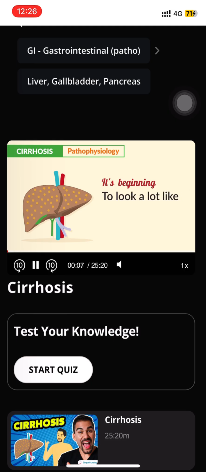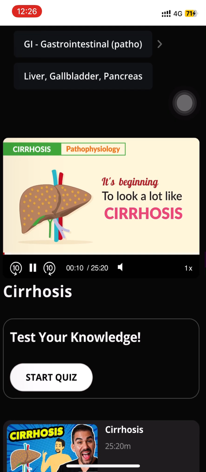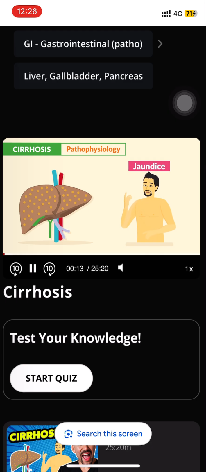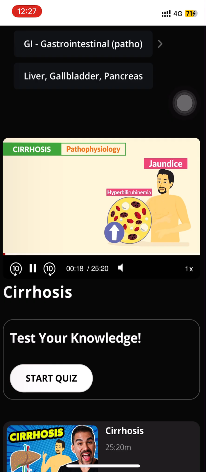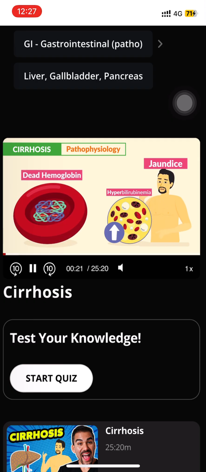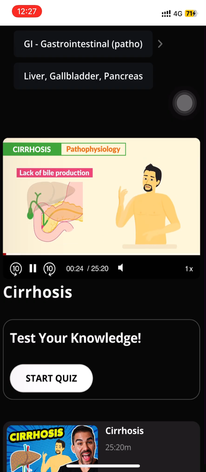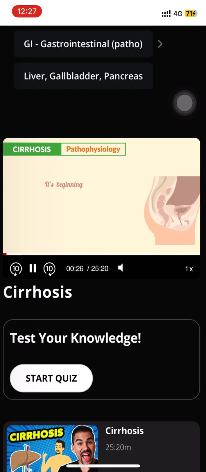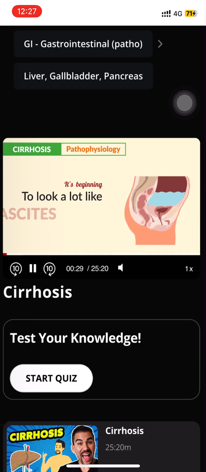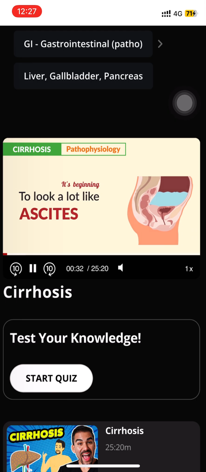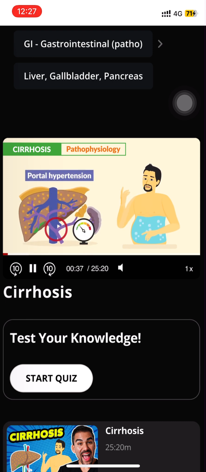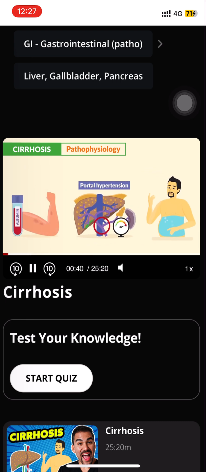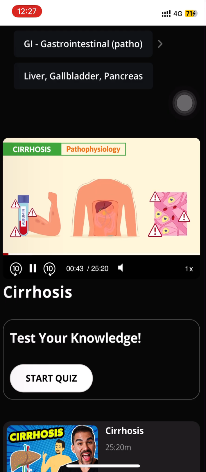It's beginning to look a lot like cirrhosis, jaundice of the skin, from the hyperbilirubin, waste products of hemoglobin, due to lack of bile production. It's beginning to look a lot like ascites, fluid in the abdomen, from the portal hypertension, the lack of albumin, increased capillary pressure causing third spacing.